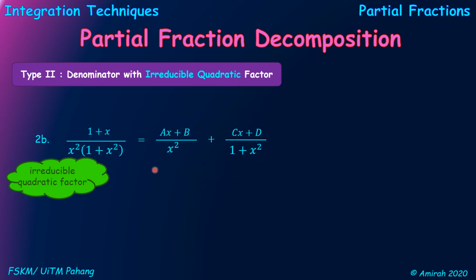We can double check. We have constants A, B, C, and D. There are 4 constants here, because when we expand the denominator of the original fraction, we will get degree 4. That's why we have 4 constants here, A, B, C, and D.